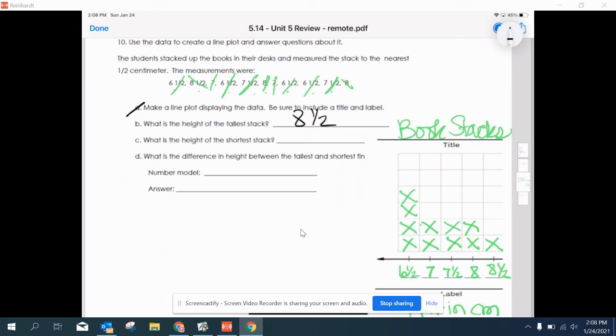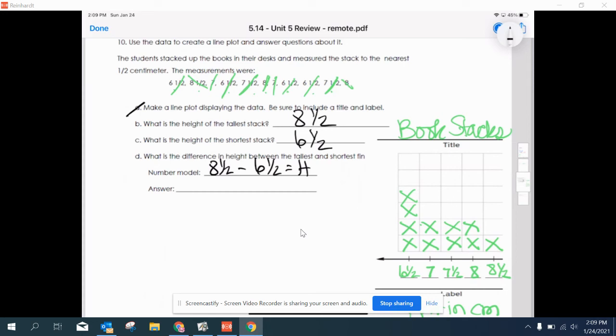Now, what's the shortest stack? We have 6.5. And even though there's 4 different students who had that, it's still the smallest of the stacks. So I'm going to write 6 1/2. Now I want to know the difference between the tallest and the shortest. So I'm going to write a number model with an unknown. So I'm going to write 8.5 for my tallest. I'm going to subtract 6.5. And my unknown, I'm going to use H for height. You can use any letter you want as long as it makes sense.